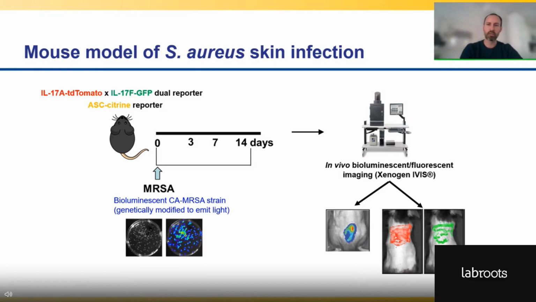To help us better understand the immune responses against Staph aureus skin infections, we use fluorescent reporter strains of mice that have either tdTomato, GFP, or citrine under the promoters of IL-17A, IL-17F, and ASC. This allows us to visualize the expression of these cytokines and inflammasome components upon the Staph aureus skin infection, allows us to quantify the expression, and understand the kinetics of when these cytokines and innate immune components are expressed. And when in combination with a bioluminescent strain of Staph aureus, we can correlate the bacterial burden with the cytokine response.